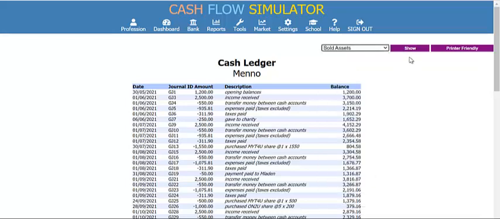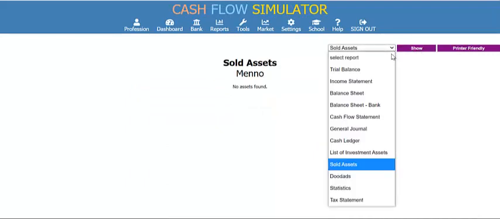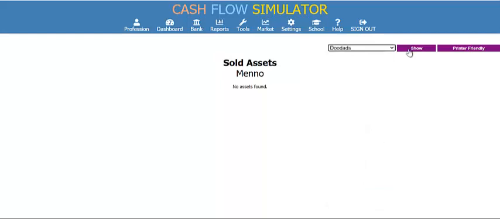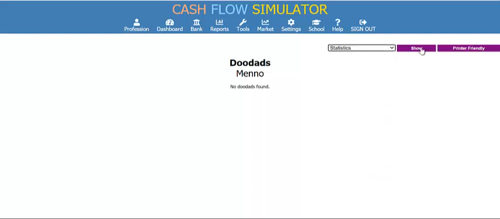I'll show you that one quickly because that one's also very interesting. Oh, I haven't sold any assets. I've only bought things. I can see which doodads I have picked up throughout the game, but I didn't get any doodads, so that's been good. I can have a look at my statistics.